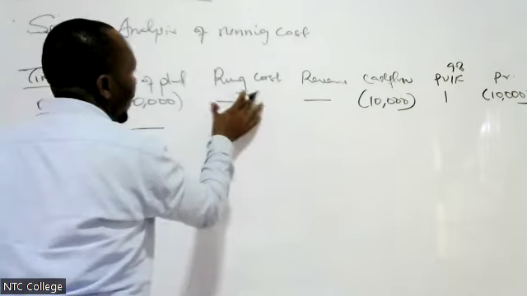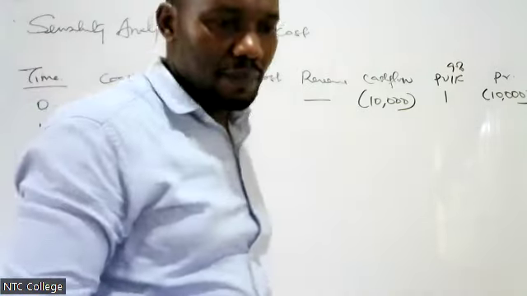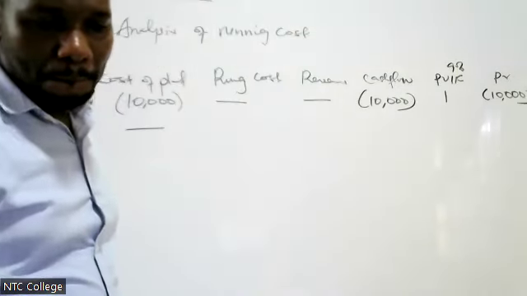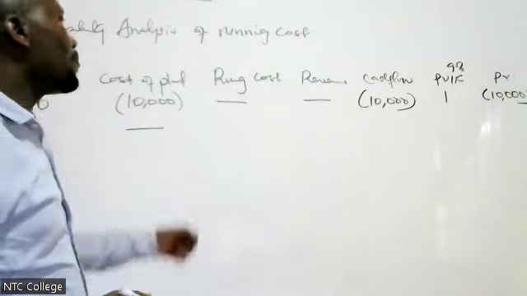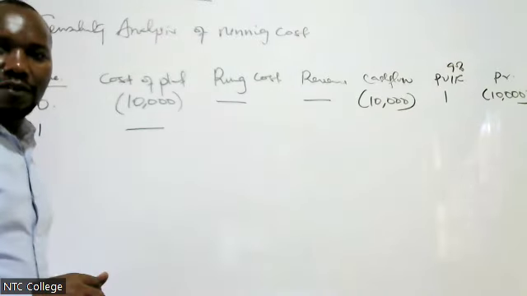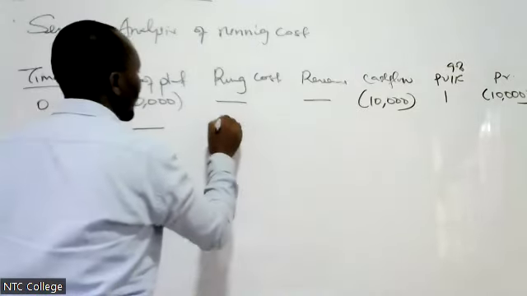We have here running cost. The original running cost was 4,000. If it moves adversely, it becomes what? Adverse variation of 4,000 is which percentage? Is what amount? 44.